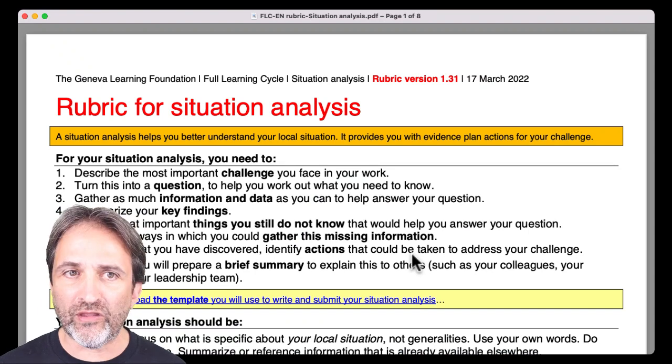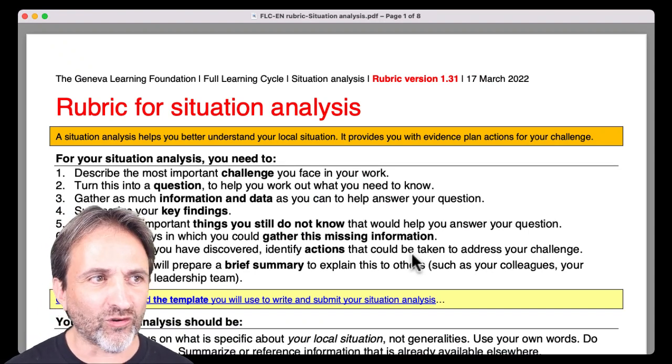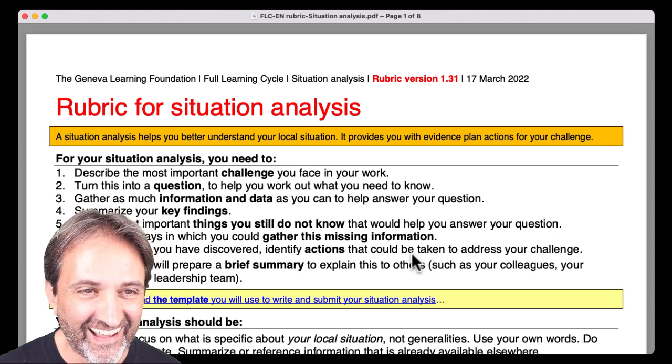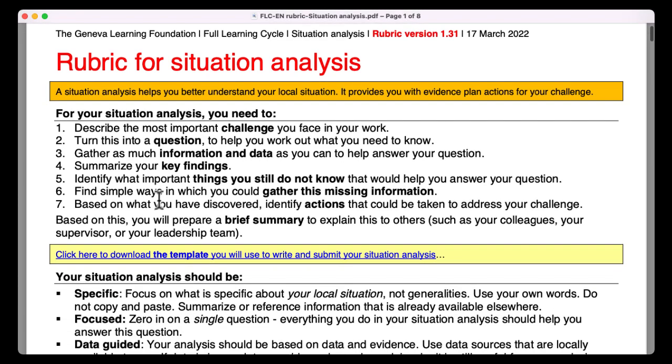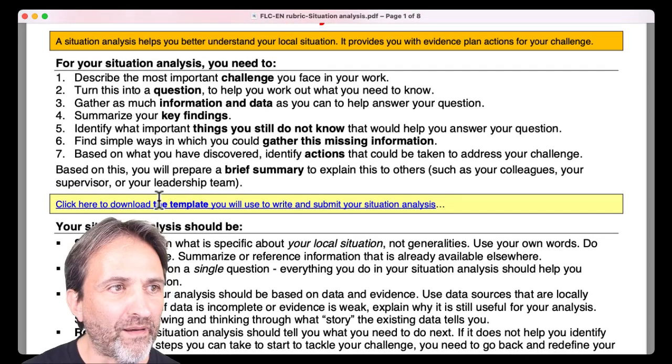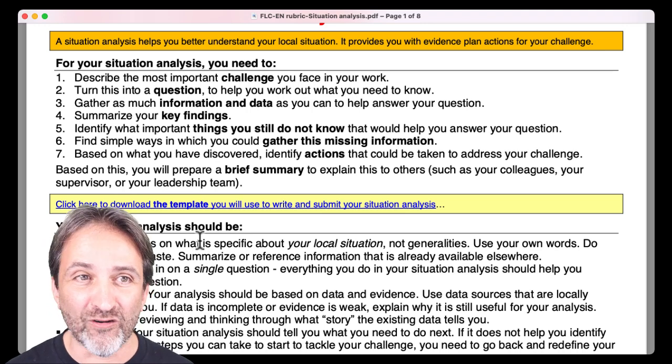First of all, open up the rubric. You're likely to find it a bit overwhelming. So don't panic, all right? Don't run away. I'm going to show you, basically there are 7 steps to get started with situation analysis. Let me see if I can bring myself back here so you can see my expression. And I'm hoping I have a reassuring expression.